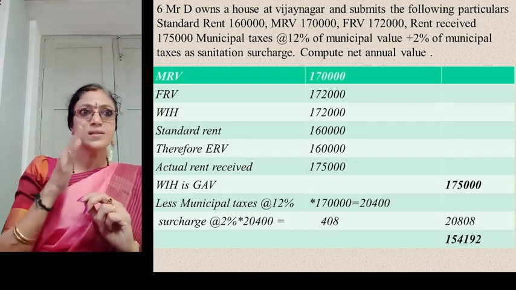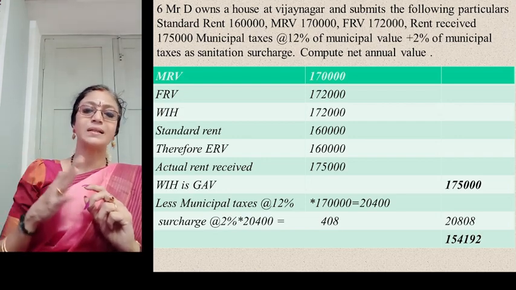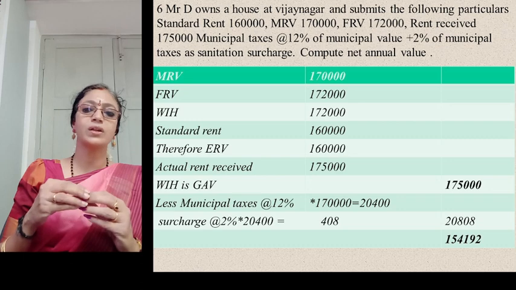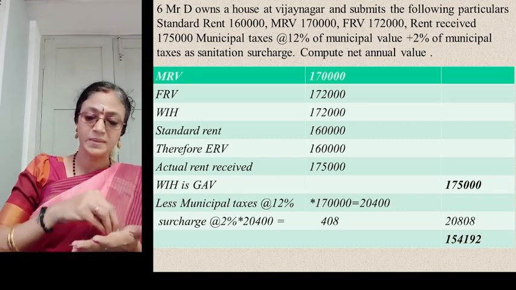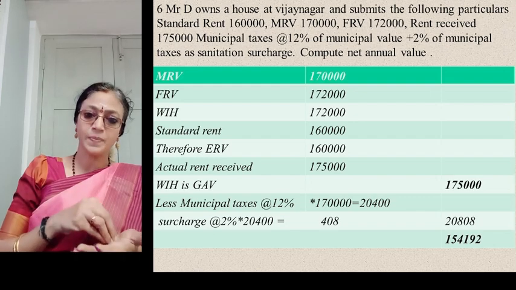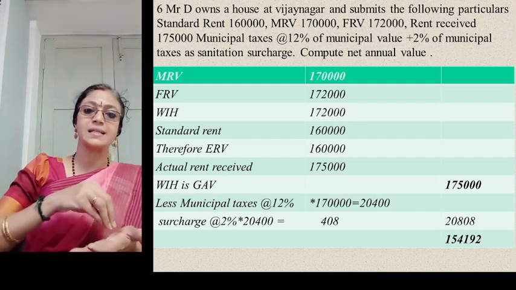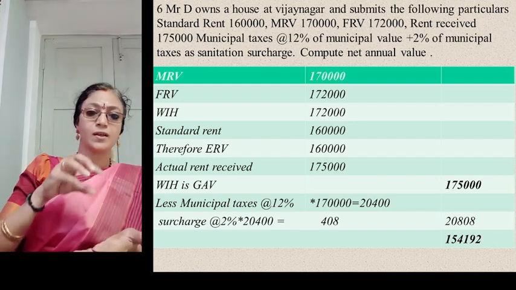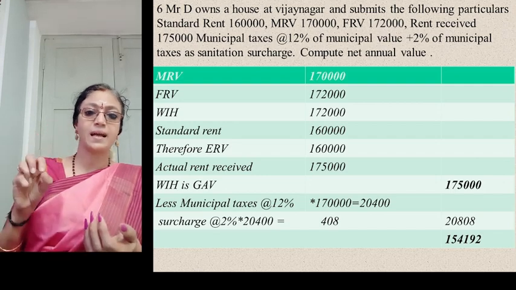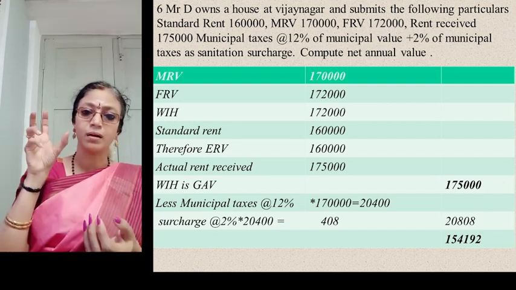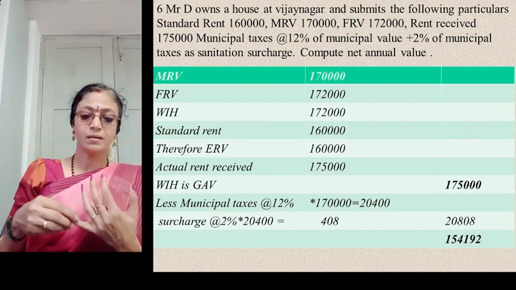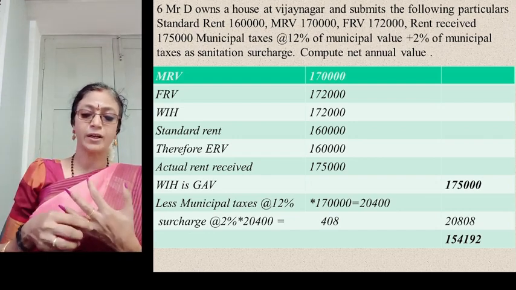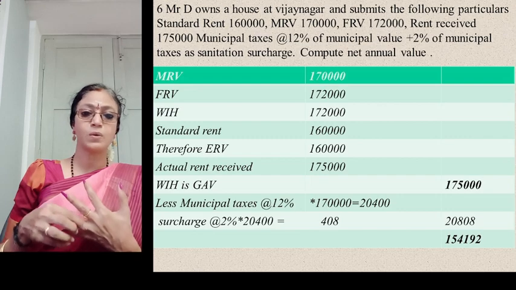Now, once you compute the gross annual value, the next thing that you would do is look into whether the owner has paid any municipal taxes, and in case he has paid any municipal taxes or sanitation taxes, etc., pertaining to the property, that can be claimed as a deduction from the gross annual value of the property. Now it says municipal taxes is paid at the rate of 12% of the municipal valuation.